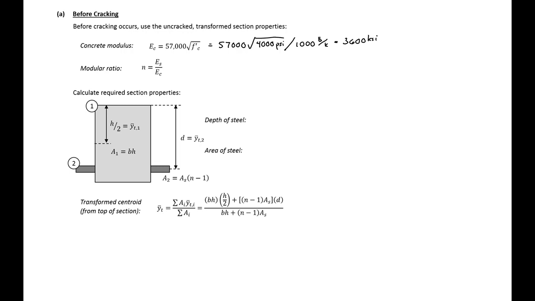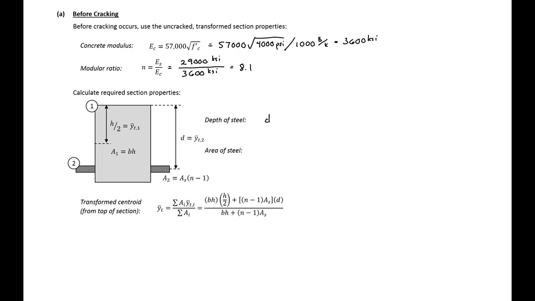We can then find our modular ratio, which is what we'll use to transform our steel into an equivalent concrete area, which will just be our 29,000 KSI divided by 3,600 KSI, which will give us a value here of 8.1. So this is our modular ratio, and it relates our steel to our concrete area. Then we need to find the depth of our steel.